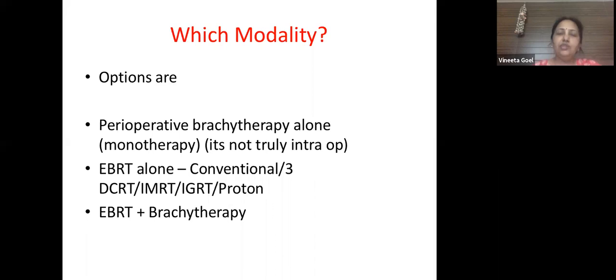So now I'm coming to the second question of my presentation: which modality of radiation therapy has to be used? We have limited modalities. One is brachytherapy and the other is external beam radiation therapy. Now, brachytherapy, which we do at the time of surgery, is called perioperative brachytherapy. It is generally not called intraoperative brachytherapy.